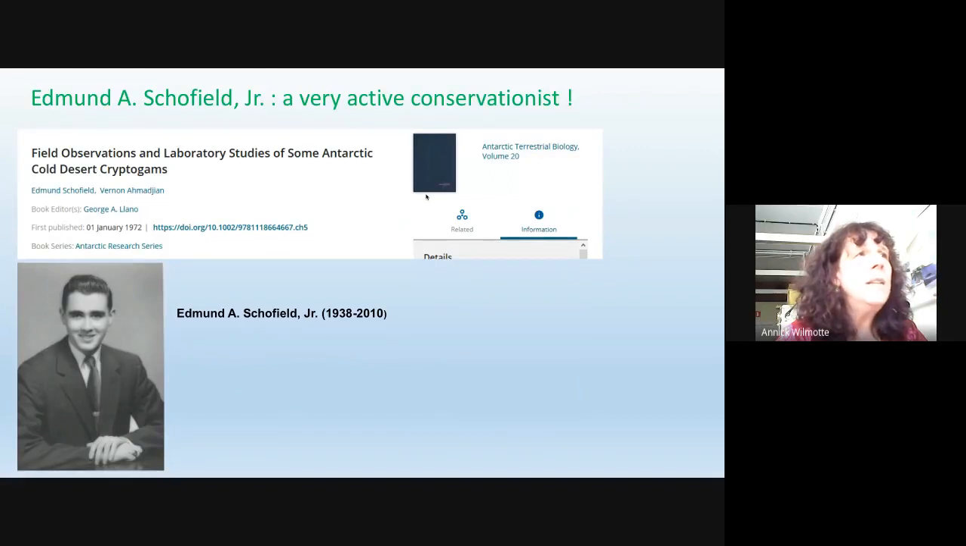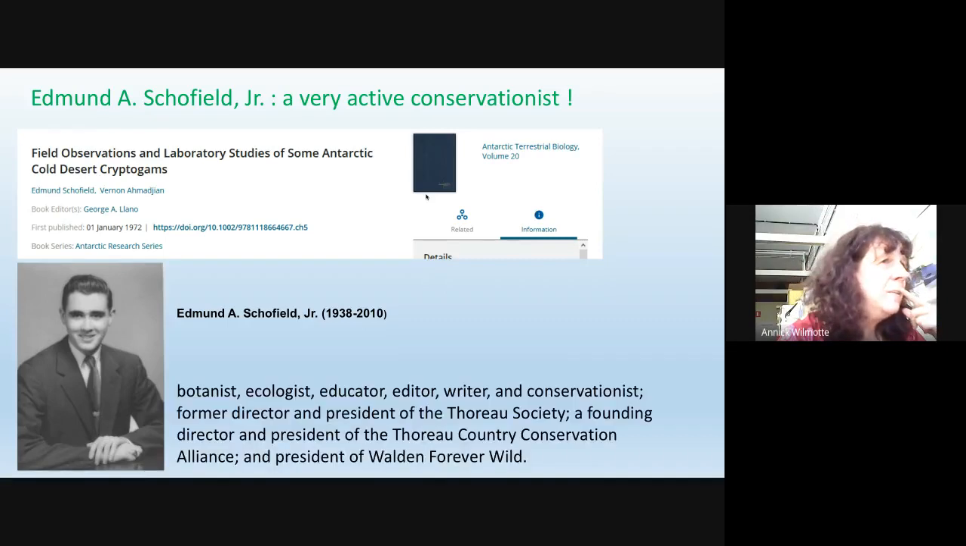He was very active with cryptogams in Antarctica, but he was much more than that. As can be seen in the next click, he was a conservationist, director and president of the Toro Society and of the Toro Country Conservation Alliance. He fought for the conservation of Walden. And so he has been very active also with Arctic pollution, and he published a lot.